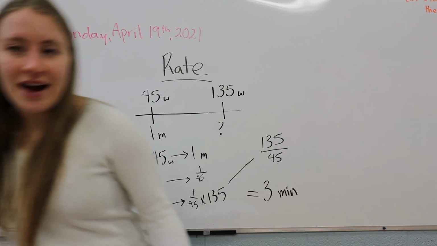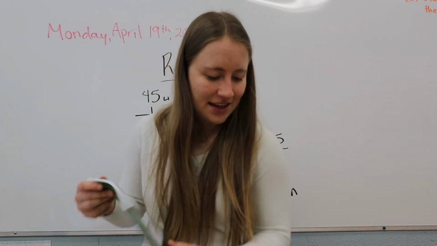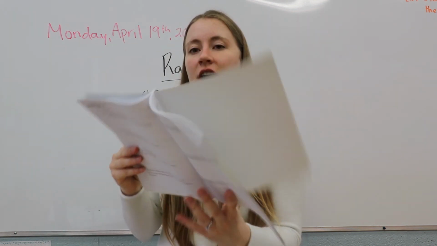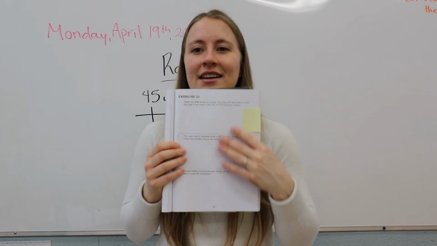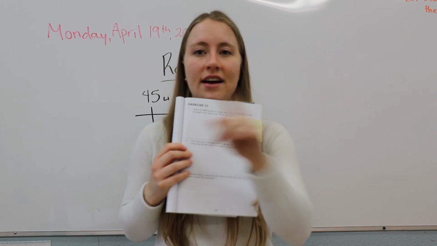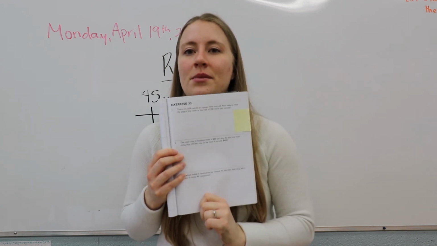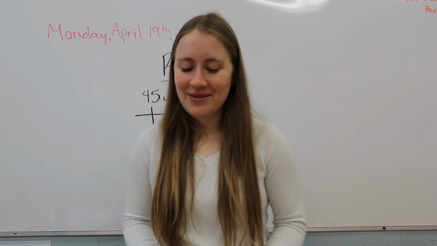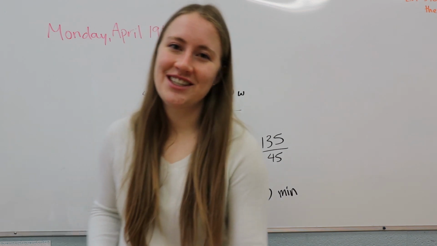Now it is your turn. Please open up your workbooks and do exercise 33, which is on pages 55 and 56. This one is 2 pages. Please make sure that you're showing your line diagram as well as using arrows to show the relationship between the two quantities you're given. And as always, let me know if you have any questions. You can always reach out to me.